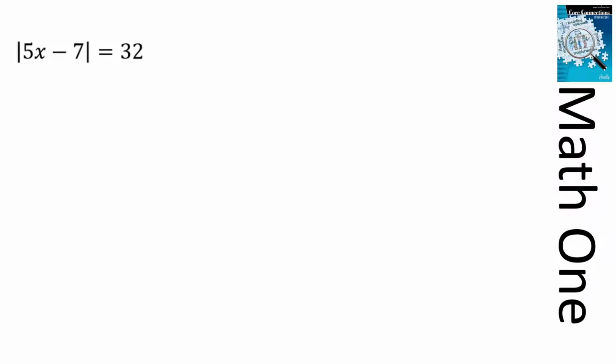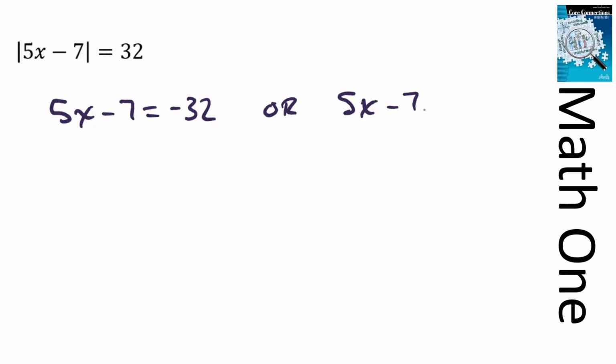Let's take a look at the second example I have here. Again, the expression inside, 5x minus 7, is either negative 32 or it's positive 32. So 5x minus 7 is either equal to negative 32 or the expression 5x minus 7 equals positive 32. Again, on each side I'm going to add 7. I'm adding 7, so let's see, negative 32 plus 7 should be negative 25.